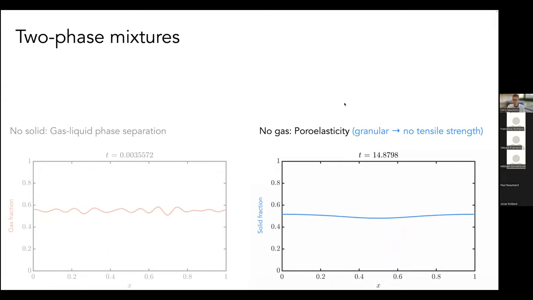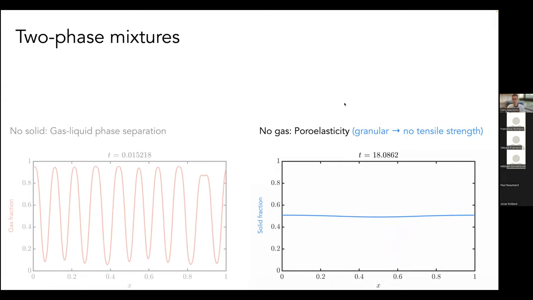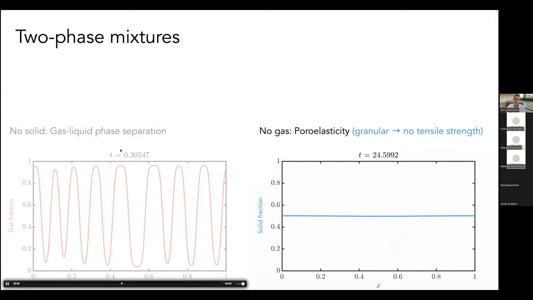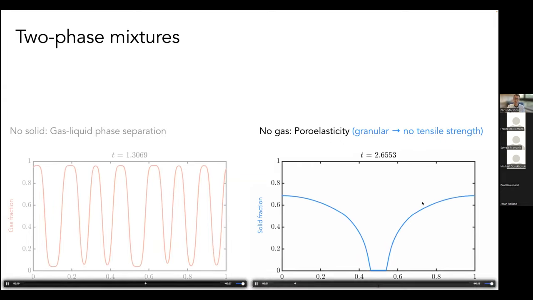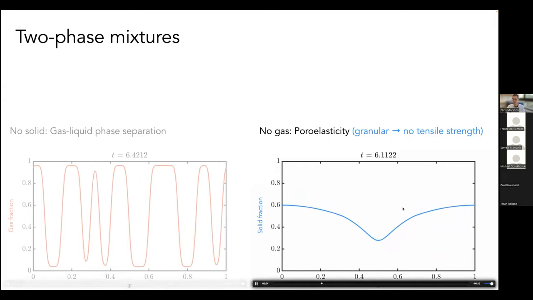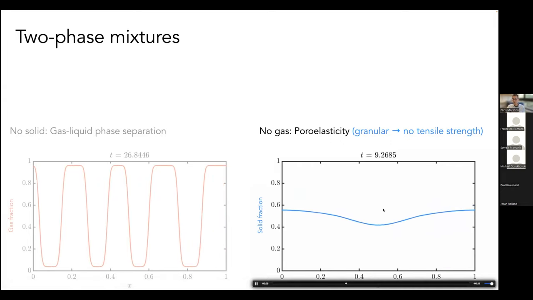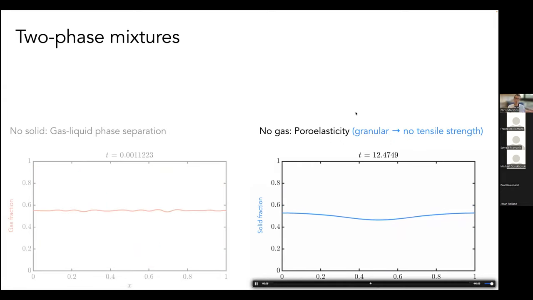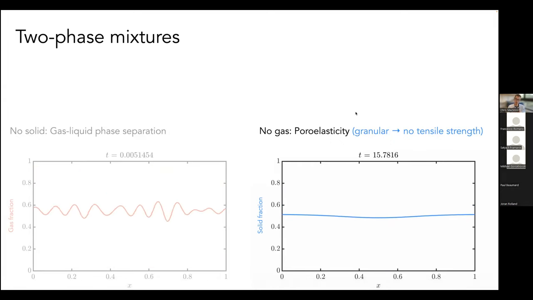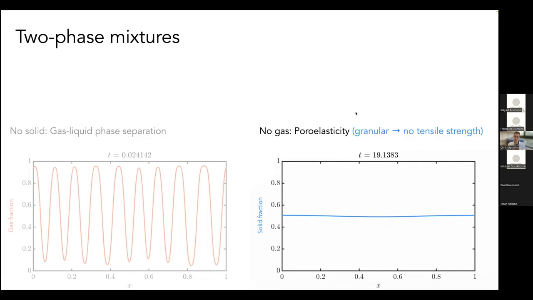But for purposes of what I'm telling you now, it's really just a benchmark to show the model is doing the right thing. So it's got phase separation, meaning that the gas and the liquid don't like to be mixed together. And it's got poroelasticity in the sense that pressure gradients in the liquid can deform the solid. And so the question then is, if we put these things together, if we mix the three phases, does it actually capture phase separation? Satya, I see a question.